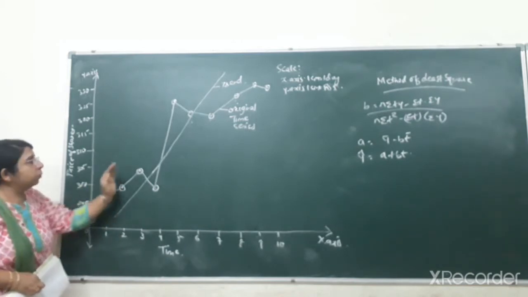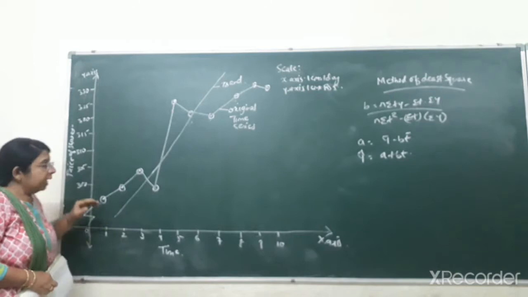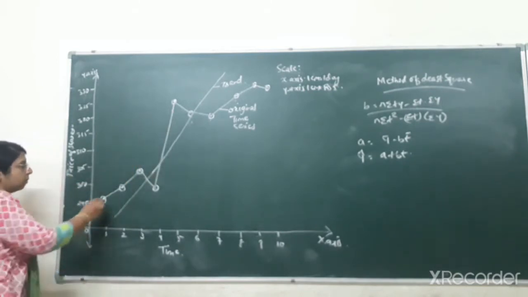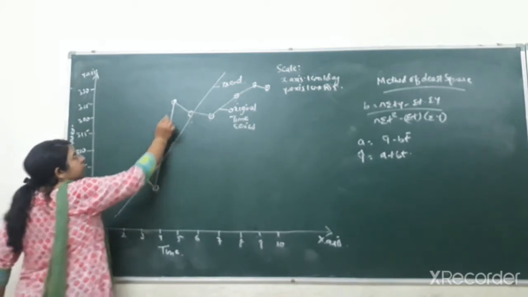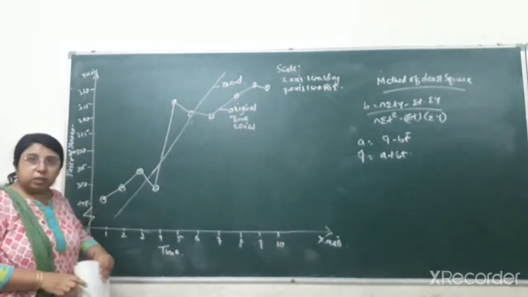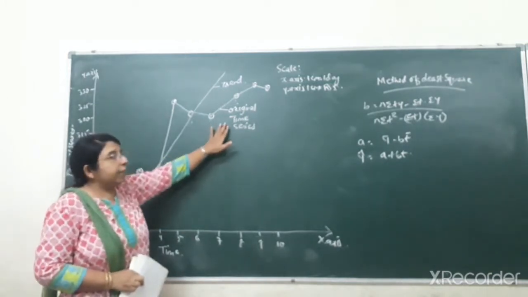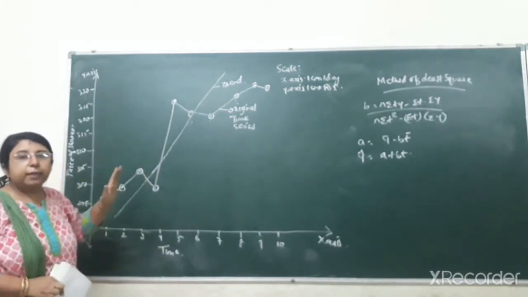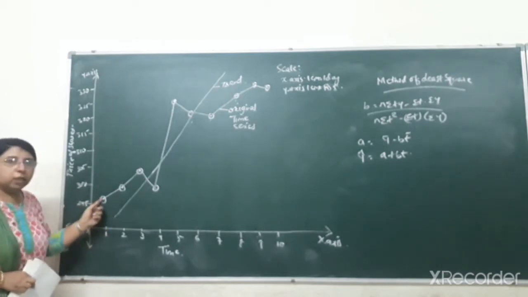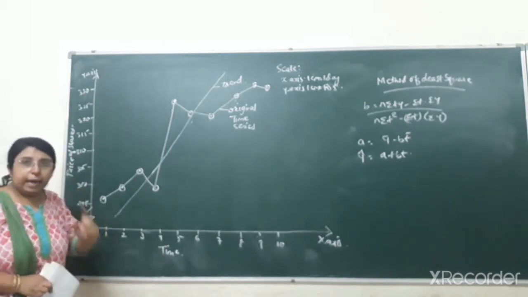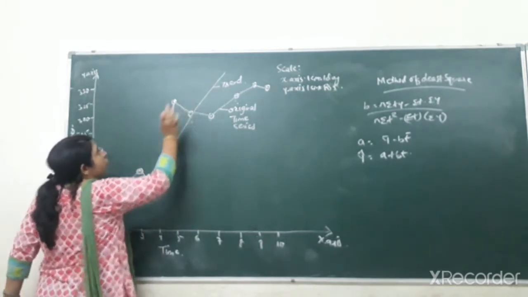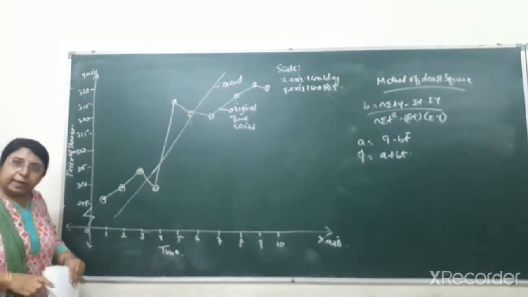Accordingly, you put the points on the graph, and then afterwards you join all the points with line segments. By joining all the points with line segments, you will get the original time series, that is, the original time series according to the data given in the question. Now from that original time series you have to draw a trend line. Here you can see I have drawn a trend line that is passing through one of the points of the original time series.